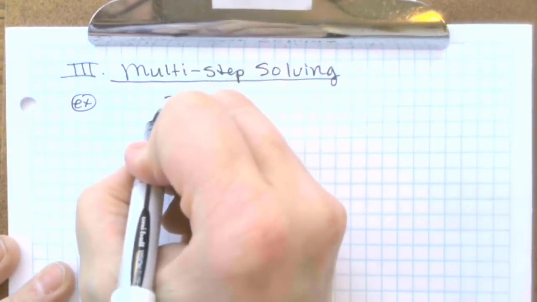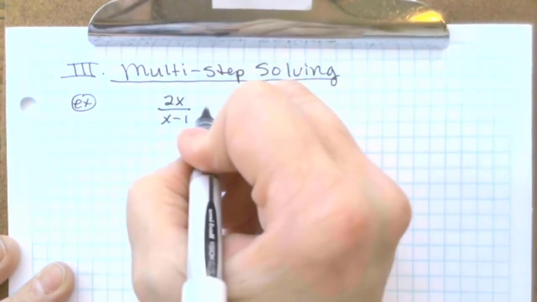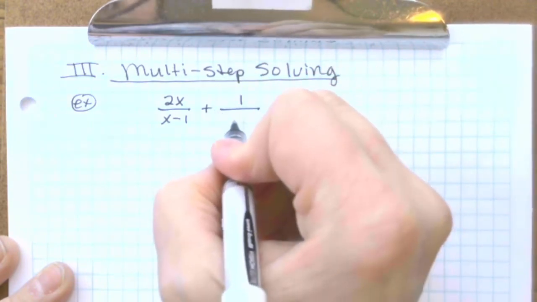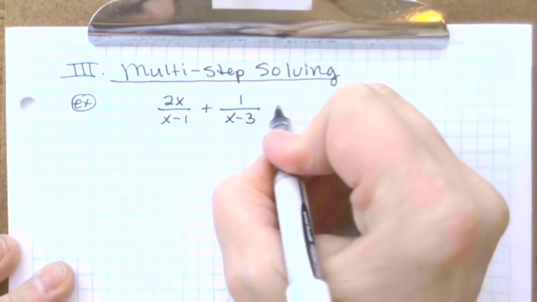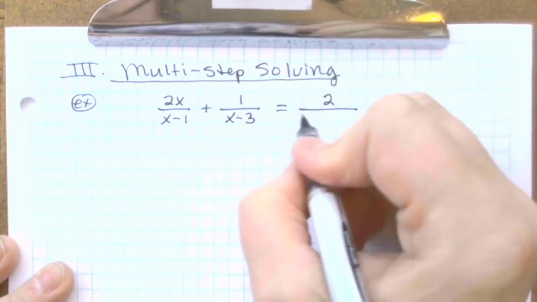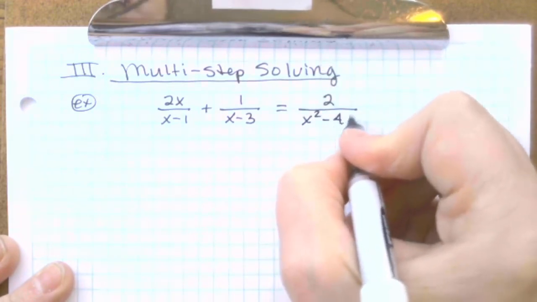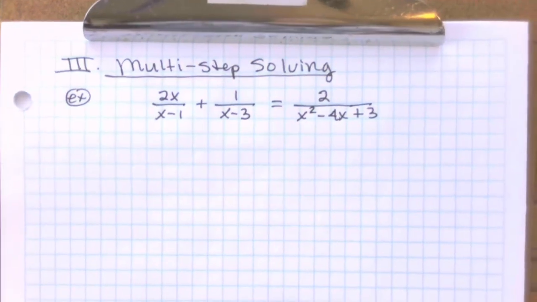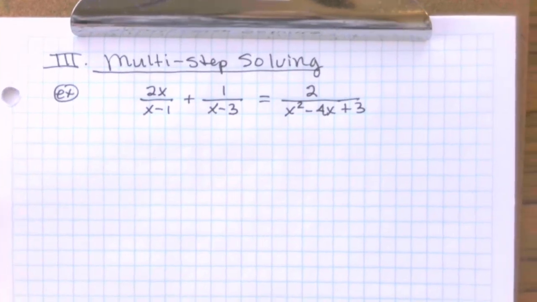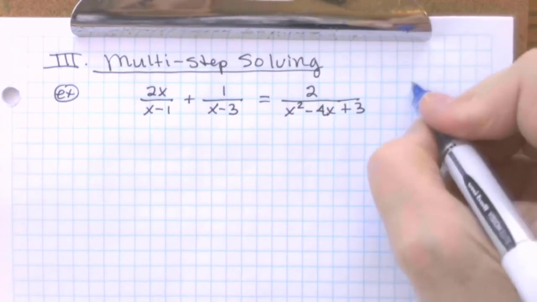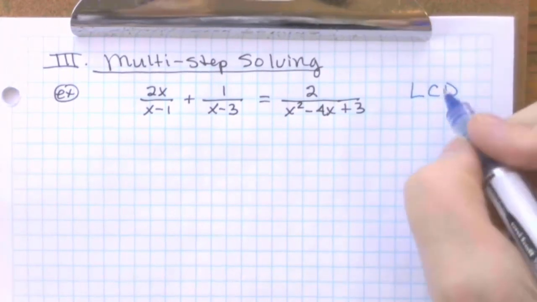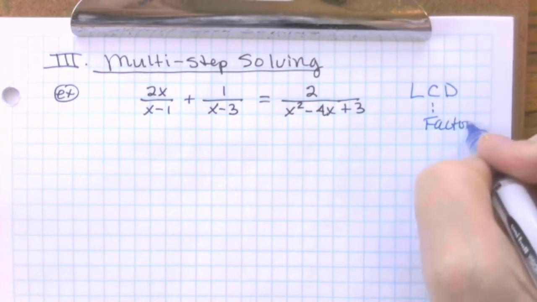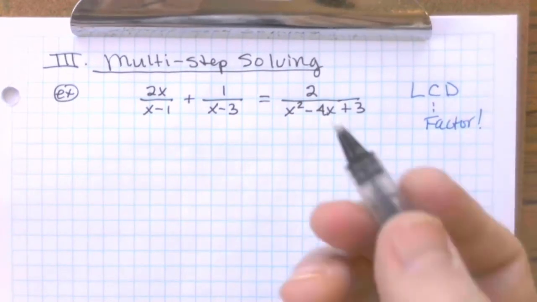So 2x over x minus 1 plus 1 over x minus 3 equals 2 over x squared minus 4x plus 3. Okay, so we need to solve for x, so we need to get x out of the denominators. To do that, we need to find the lowest common denominator, which means you have to factor all of them as much as possible.